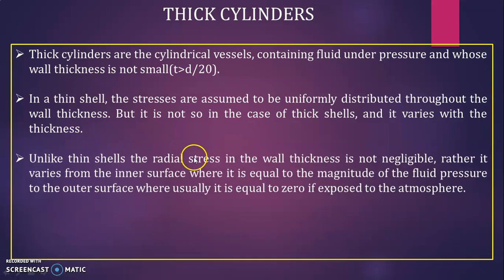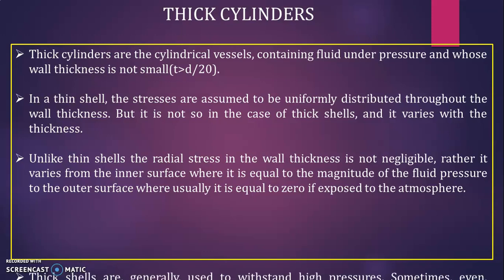Also, unlike thin shells, the radial stress in the wall thickness is not negligible. In thin shells, we ignored the radial stress because it is very small, but in thick shells we cannot neglect it. It varies from the inner surface, where it is equal to the magnitude of the fluid pressure, to the outer surface, where usually it is equal to 0 if exposed to the atmosphere. Means there will be radial stress at the inner surface and the outer surface.